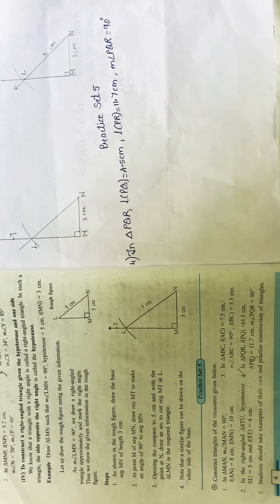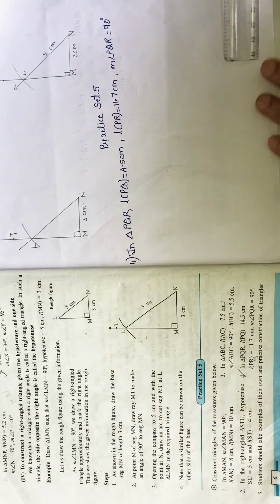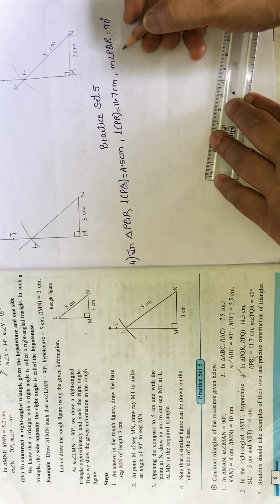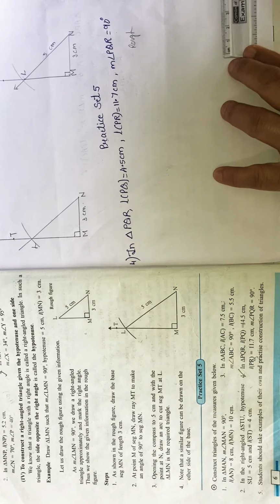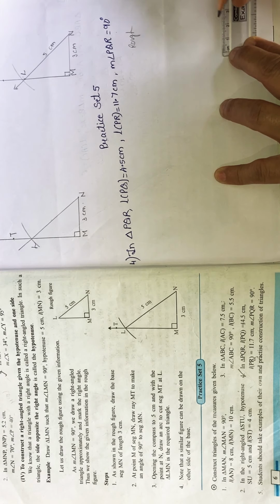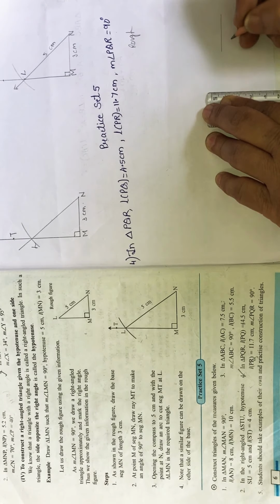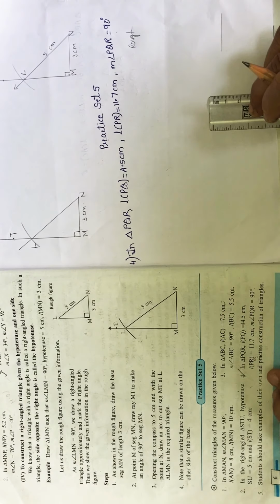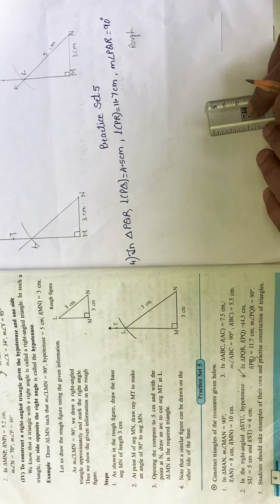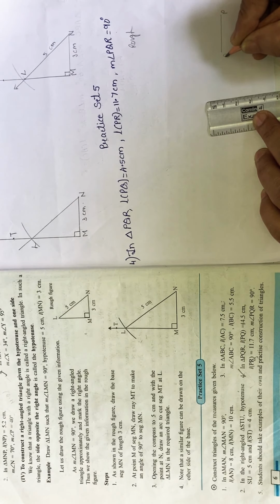So let's draw a rough figure. Here, this is the longest side, so it is going to be the hypotenuse. So let me draw a rough figure here, approximately. This is PQ. So this is Q here. Let us see this PR. So P should be here because of PQ. P should be here and Q should be here. So this is 4.5 centimeters.